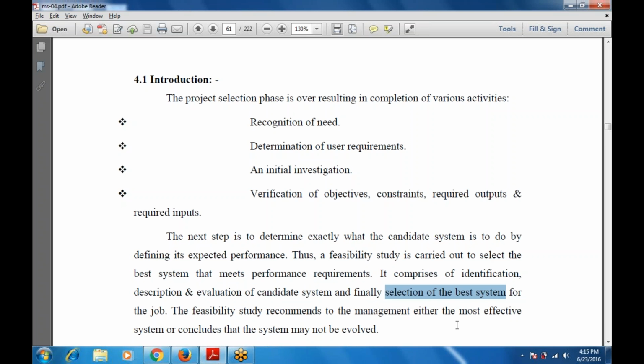And the feasibility study recommends to the management either the most effective system, or concludes that the system may not be involved.